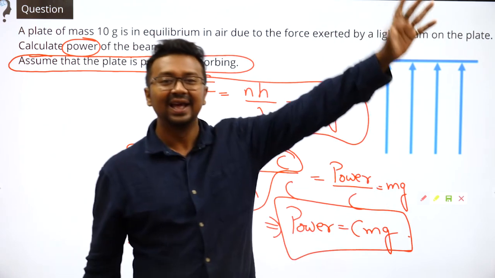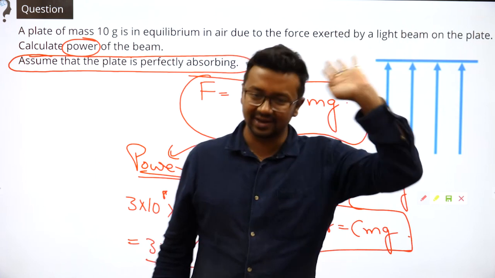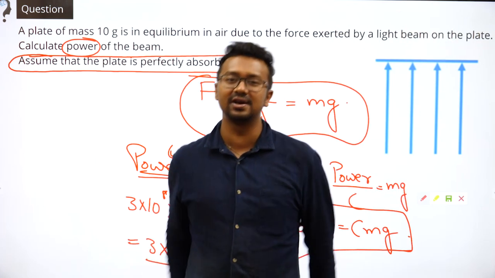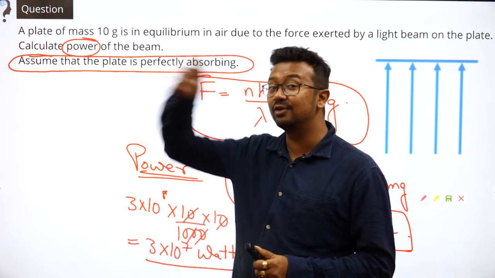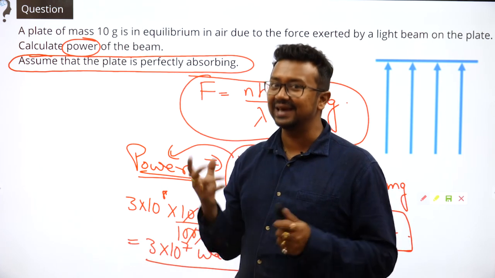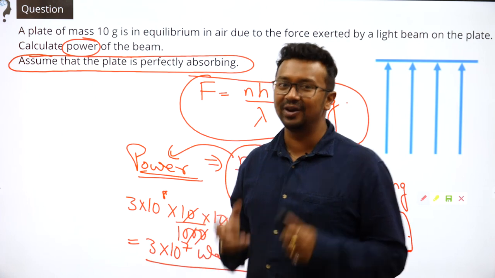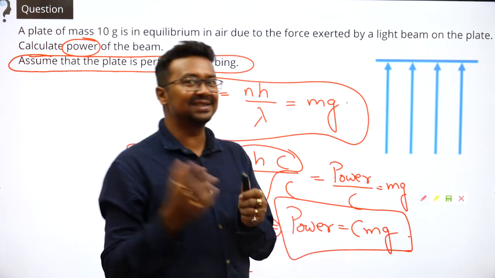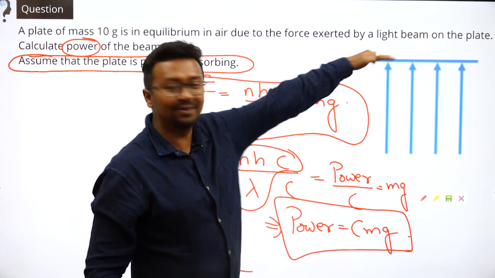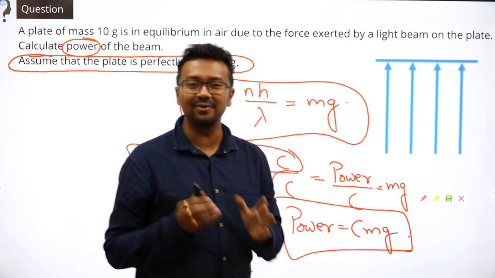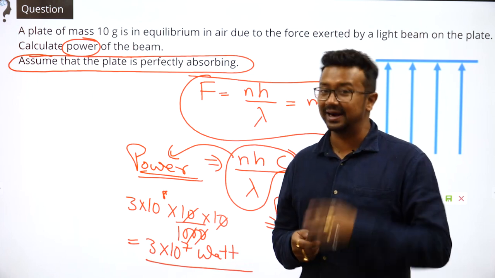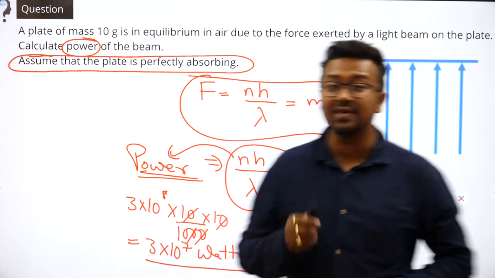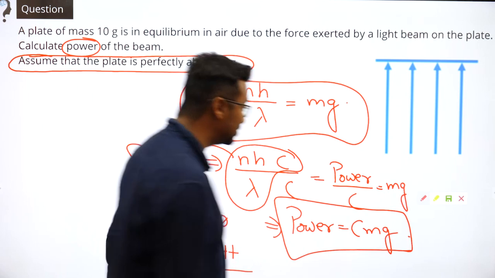Ghar mein jo bulb jalti hai, that is like 60 watt, 70 watt. Around maximum jo jata hoga, 100 watt. And here we are talking about a light which has got a power of 3 into 10 to the power 7. So I think you can imagine what a powerful intensity of beam is required to balance a plate of 0.1 grams. All right. Chalo guys, I hope you enjoyed this problem. Let us go ahead to the next one. What do we have in the next one? Let's just see it.